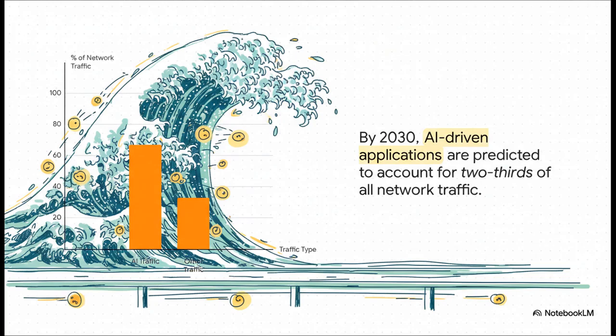And here's why this is all happening so fast. By 2030, which is just a few years away, it is predicted that AI will be responsible for two-thirds of all traffic on the internet. That's the tidal wave that this physical superhighway is frantically being upgraded to handle.